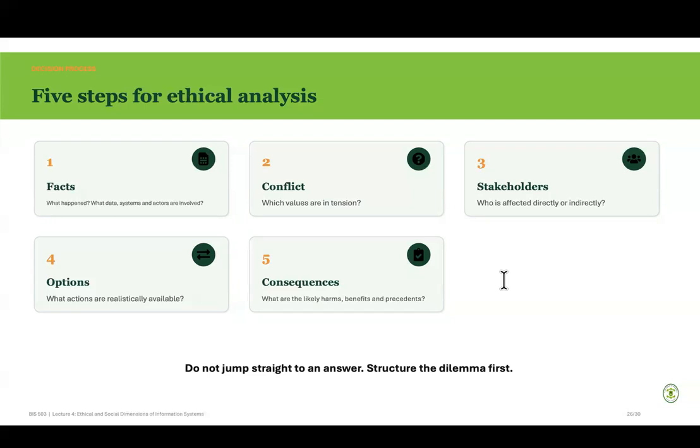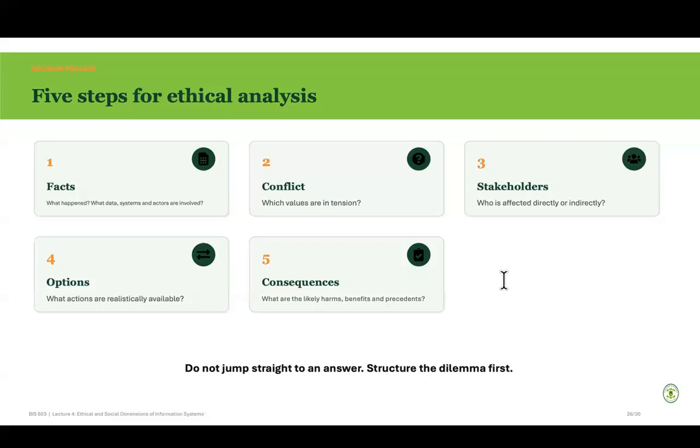The fourth one is to list your options, and your options should be realistic. Avoid presenting only an extreme choice between doing everything and doing nothing. What are the choices? What actions are realistically available? And then the last one, you assess your consequences. The consequences would be in terms of who benefits, who is harmed, is the harm reversible, what precedent would the decision create?